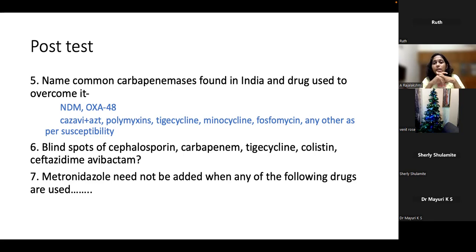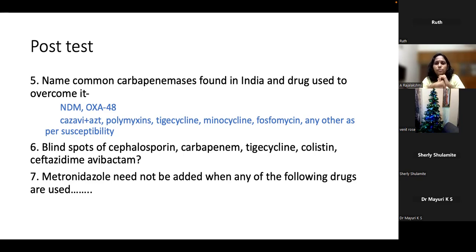Tigecycline doesn't cover Pseudomonas, Providencia, Proteus, and Morganella. Colistin doesn't cover some of the nosocomial pathogens like Elizabethkingia, Burkholderia cepacia, Stenotrophomonas. Ceftazidime avibactam has no action against MRSA, and it doesn't act against Acinetobacter.